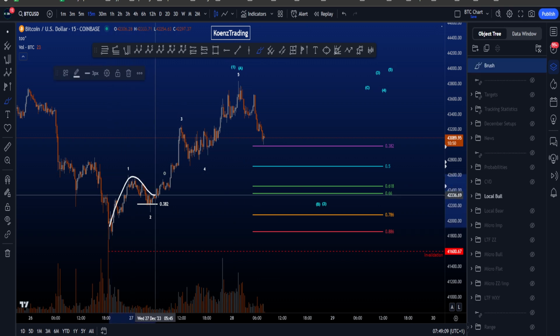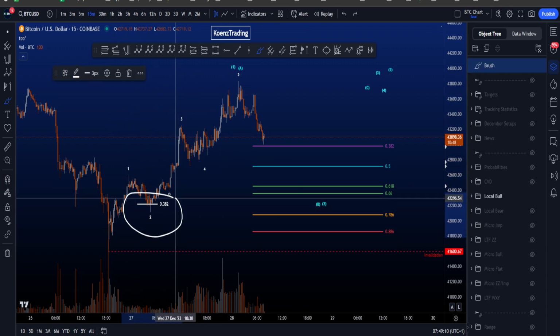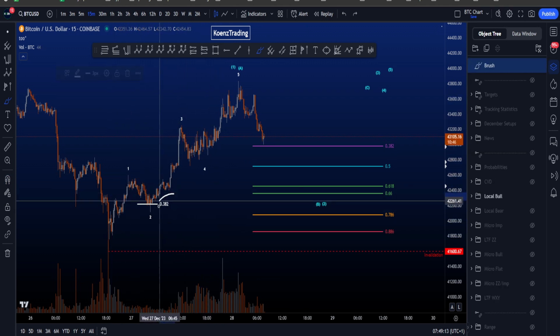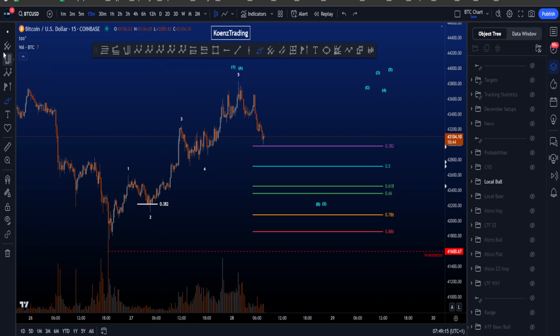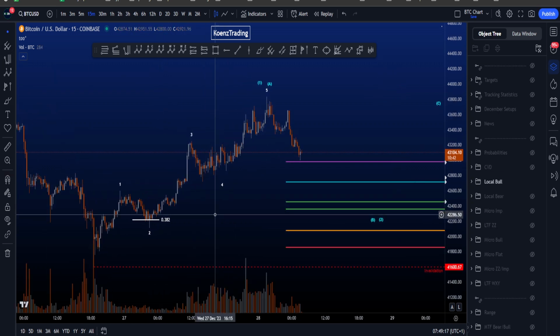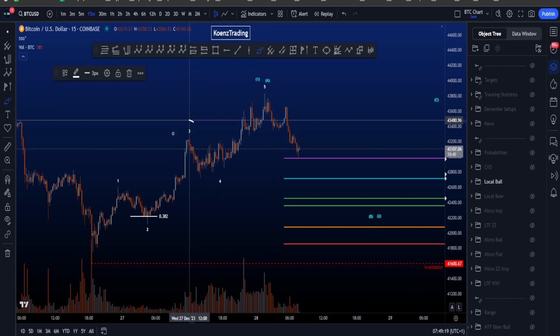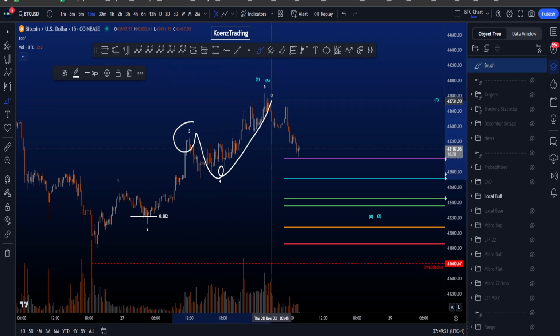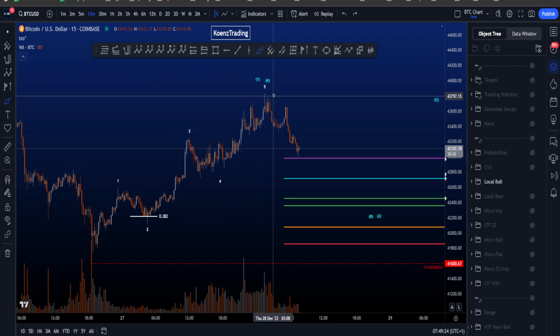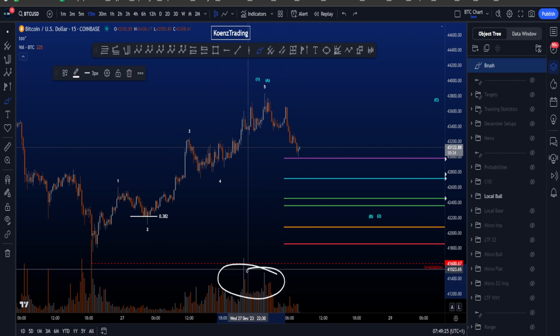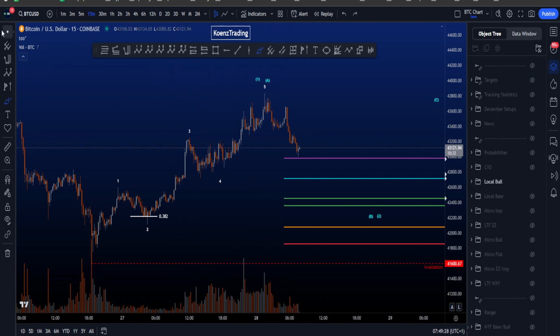Now here we are looking for 1, 2, 3, 4, 5. You can see our 0.382 on the chart. Again, less common for a wave 2, but a target nonetheless for a wave 2. Then we're looking for this to be a wave 3, wave 4, and then potentially here your wave 5, which does end on a bit higher volume compared to your wave 3.